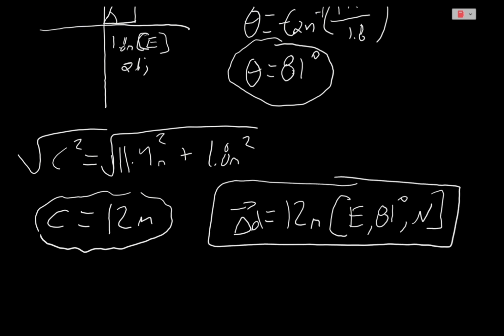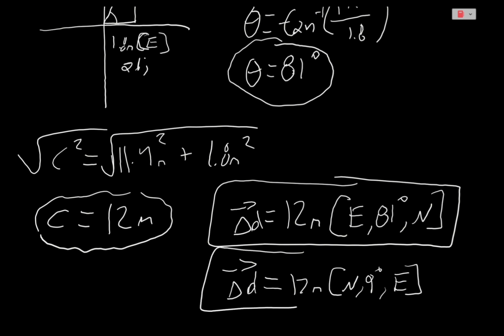But also, if you did it the other way, you would have gotten 12 meters north, 9 degrees east, which is an also correct answer.